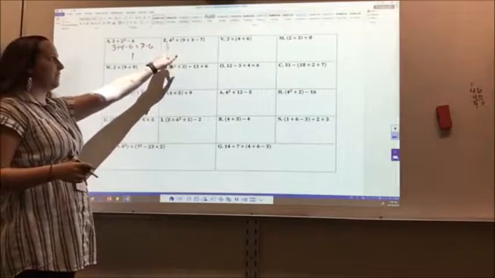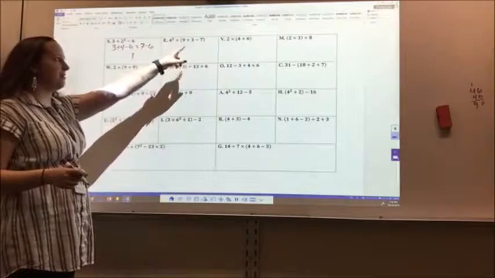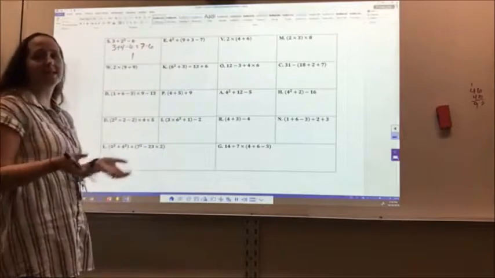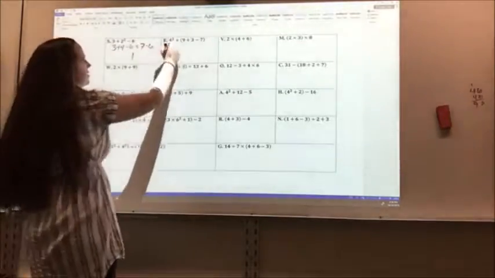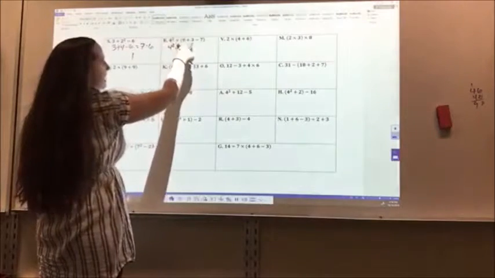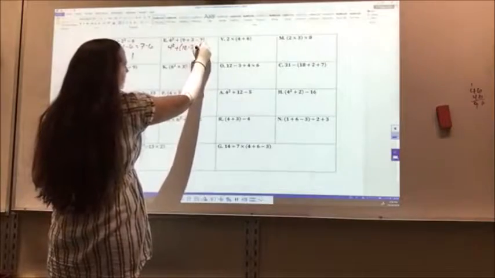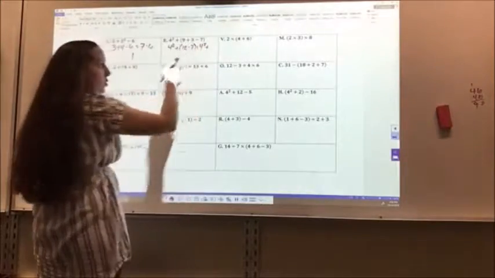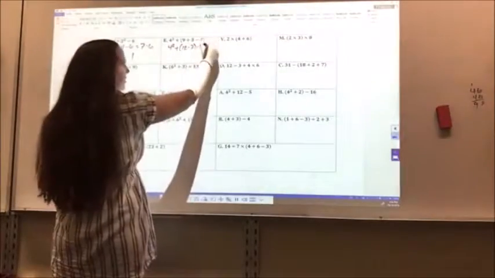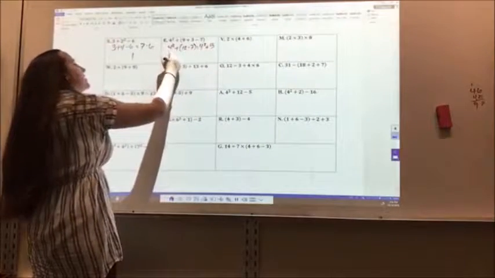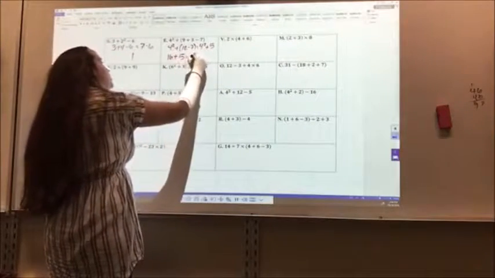I'm going to go E, 4 squared plus the quantity 9 plus 3, minus 7. So I do what's inside the parentheses first. So I have 4 squared plus 12, minus 7. This equals 4 squared plus 12 minus 7, which is 5. And then 4 squared is 16, plus 5, which equals 21.